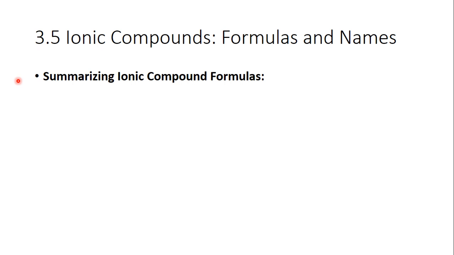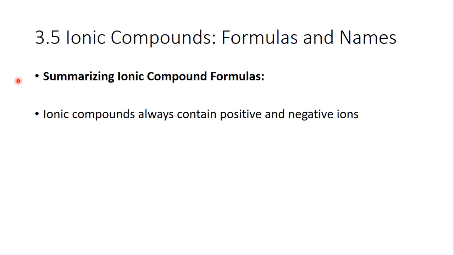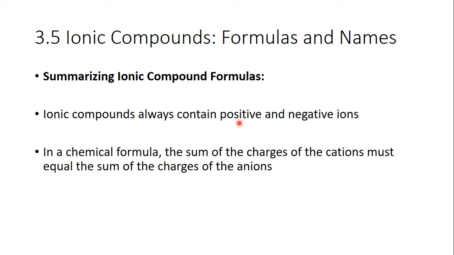In this video, we're going to go over how we name ionic compounds, but we're going to start with just a review of what is an ionic compound. So remember, ionic compounds are usually between metals and nonmetals. Metals are cations or positive ions. Nonmetals are negative ions or anions.